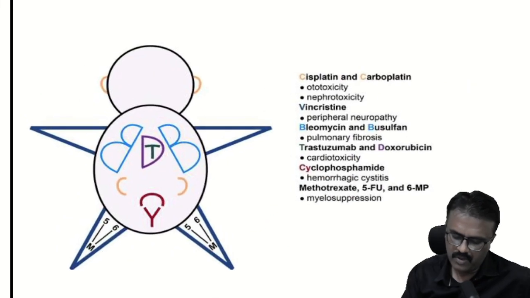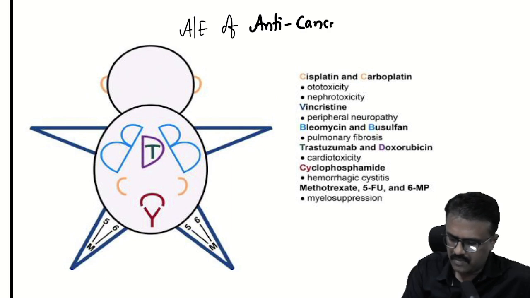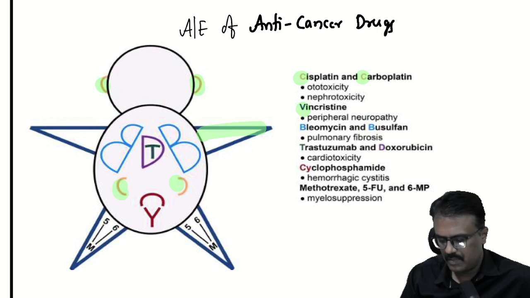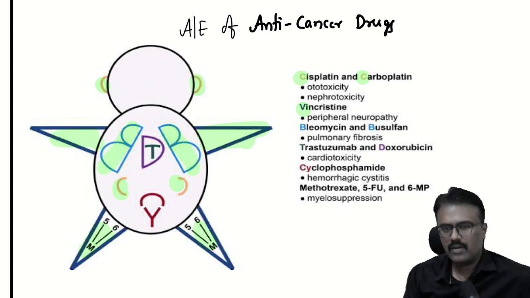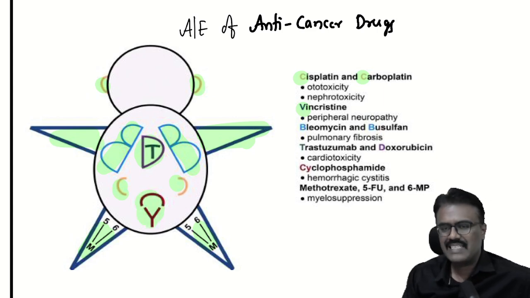So some of the important adverse effects of anti-cancer drugs, let me revise. The chemo man concept. Remember the cisplatin, carboplatin, they are ototoxic and nephrotoxic. Vincristine can cause peripheral neuropathy, you can see the periphery V. Then bleomycin and busulfan, lung toxicity, fibrosis. Then daunorubicin, doxorubicin, trastuzumab, they can cause cardiotoxicity. Cyclophosphamide can cause hemorrhagic cystitis.